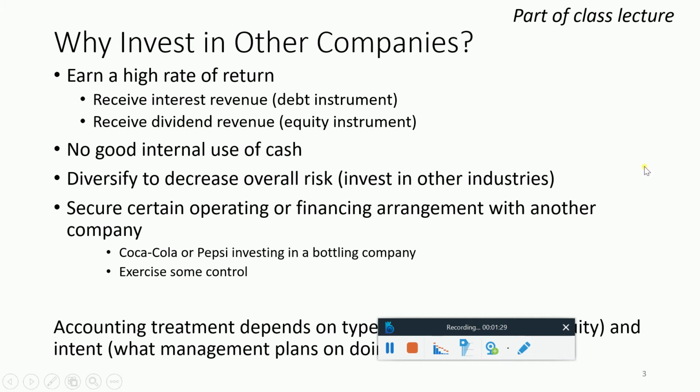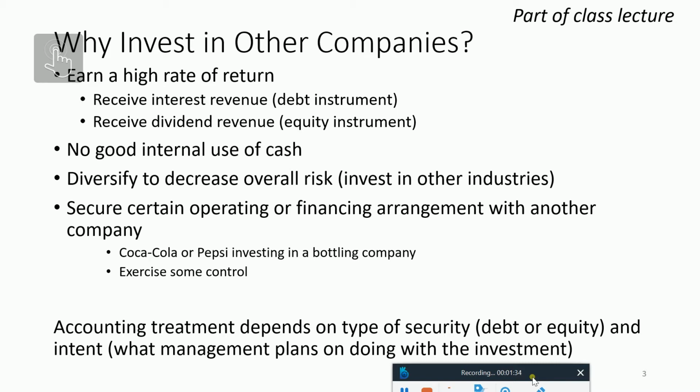So, first of all, we need to think about why might a company want to invest in other companies? And there's a number of reasons why. One is to earn a high rate of return. So, depending on the type of instrument that a company might invest in, they may receive interest revenue if it's a debt instrument, or if it's an equity instrument, they might receive some type of dividend revenue on a periodic basis.